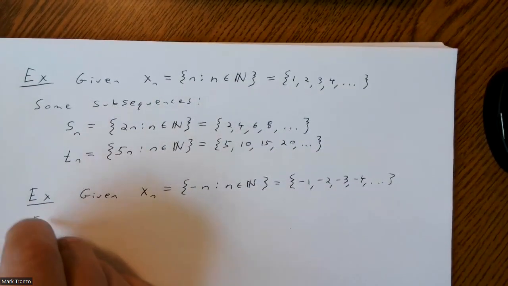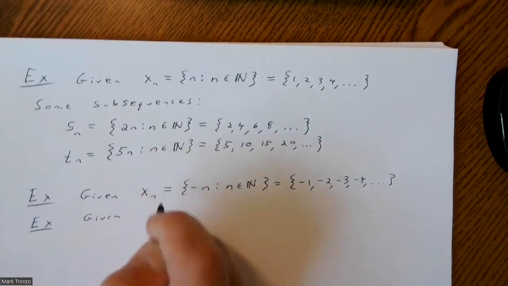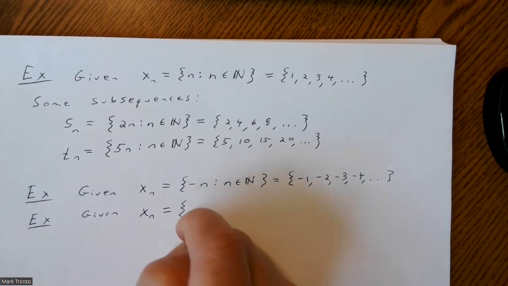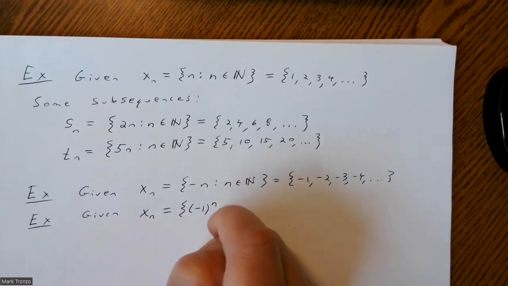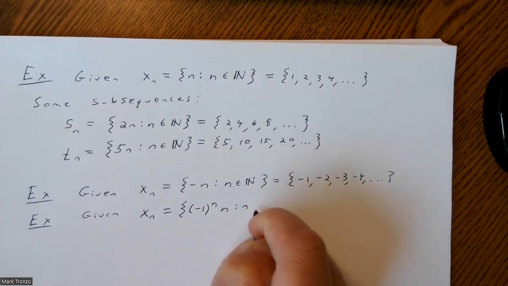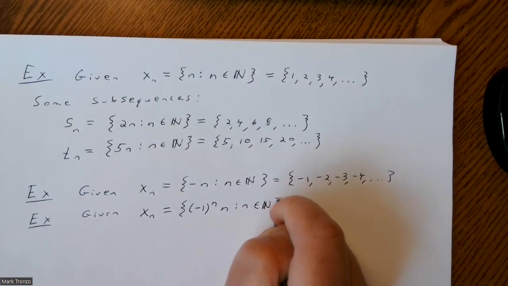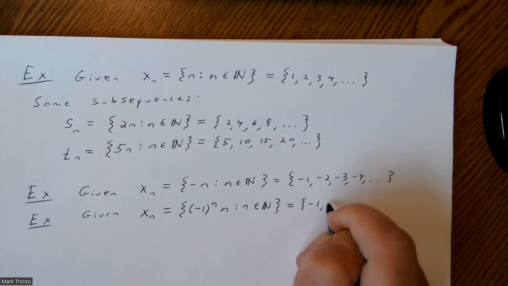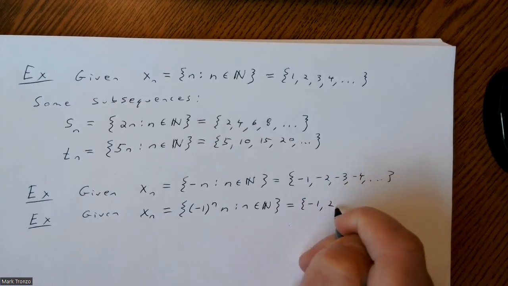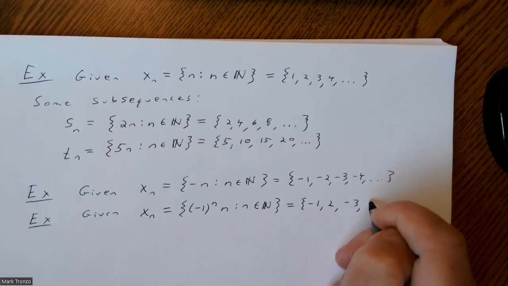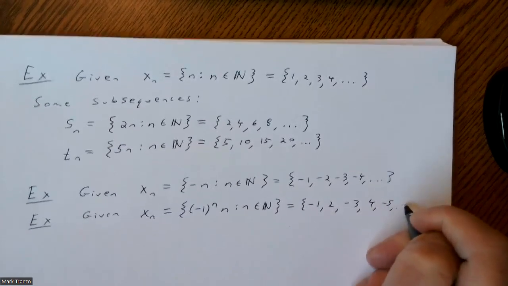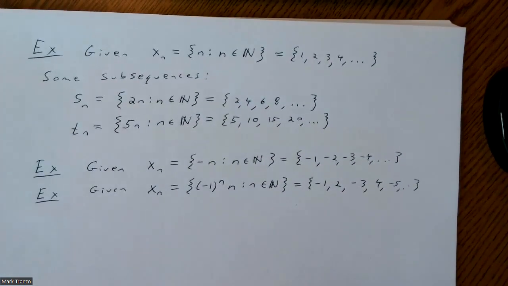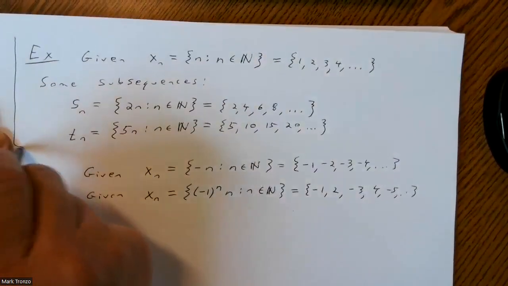And just for a final thing, of course, as you probably guessed, you could have something like (-1)^n times n for n in the natural numbers. That would be -1, and let's see, then +2, then -3, +4. That's right. And of course that one's not bounded above or below. So these will be examples of subsequences here.